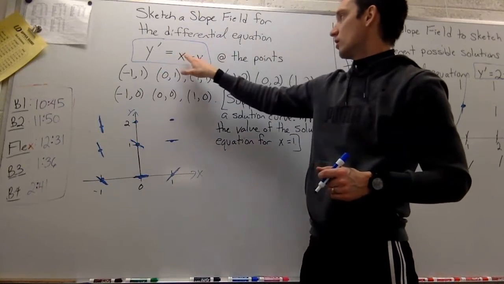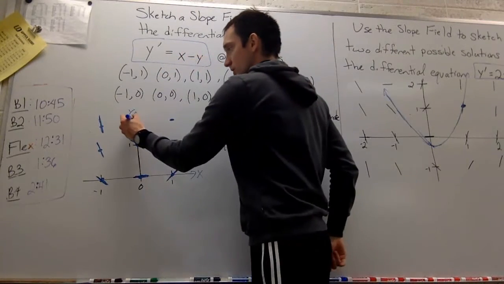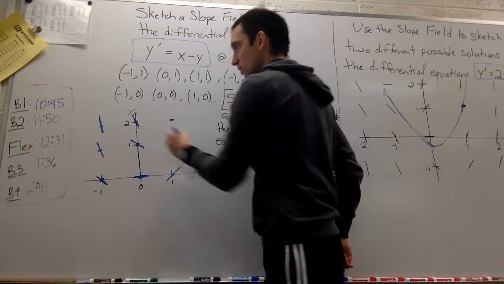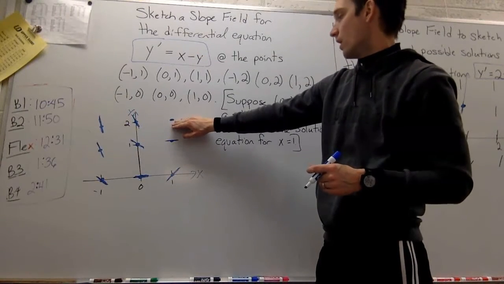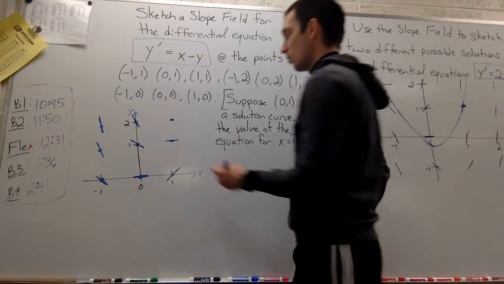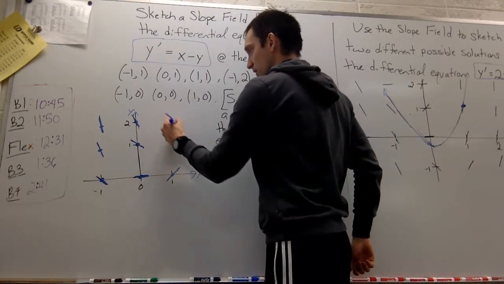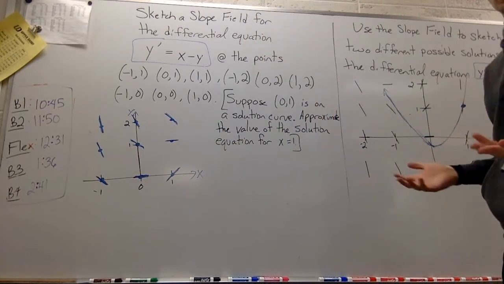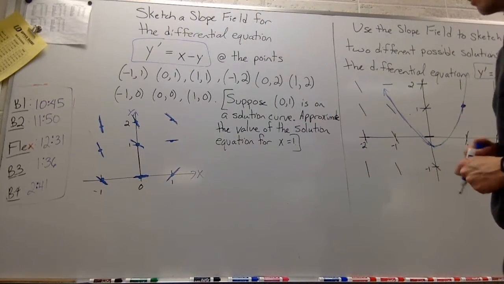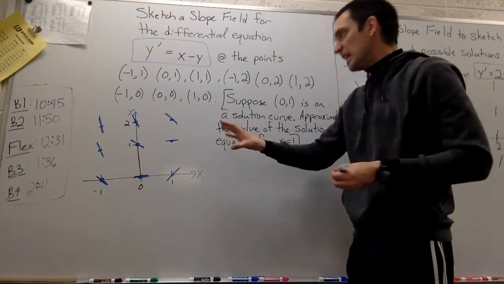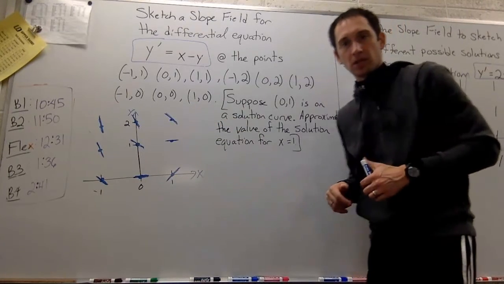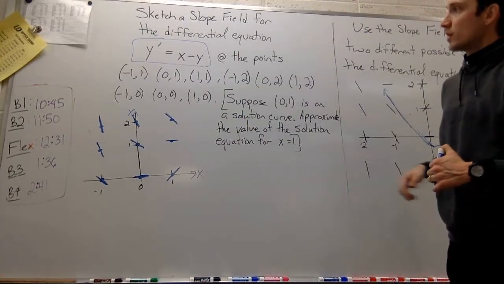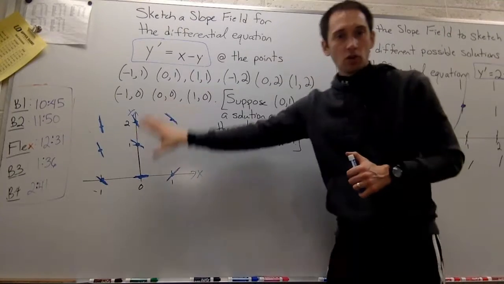0 comma 2, 0 minus 2 is negative 2. So that should here be a slope of negative 2. And then 1 comma 2, 1 minus 2 is negative 1. So this should be a slope of negative 1. So that's an example of a slope field that you might draw yourself. I would bet there's a decent chance you have to make one of these on the free response portion of the AP exam. So that's just creating a slope field.